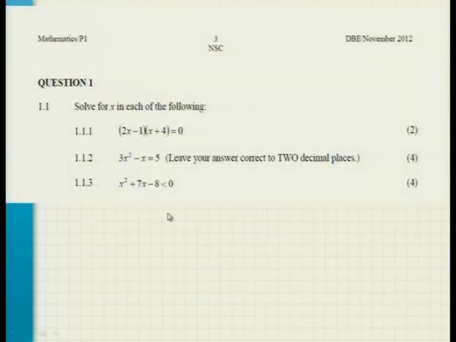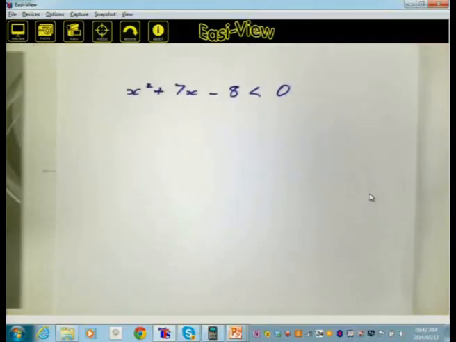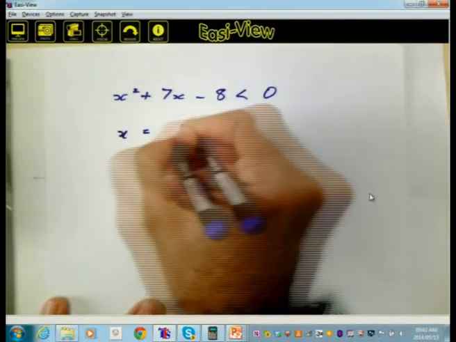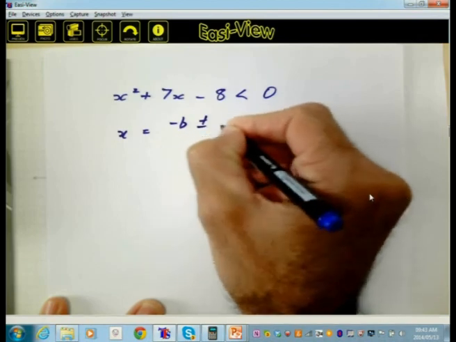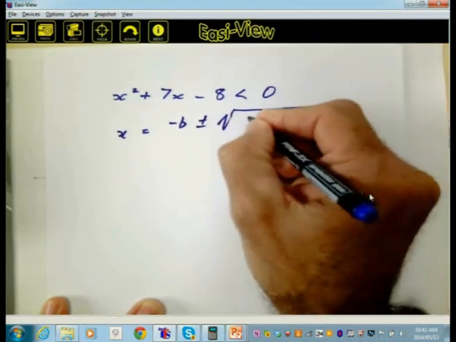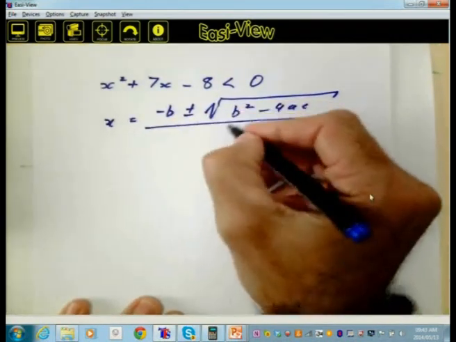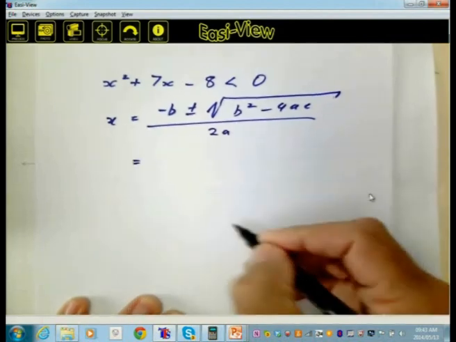But I need to do one example for you that came from the November exam. And this is question 1.1.3. x squared plus 7x minus 8 less than 0 for 4 marks. How would we do that? Okay, I'm quickly going to switch to my camera, and I've got it here. And if we quickly do that, this is already in the standard format. So we can say x equals minus b plus minus the square root of b squared minus 4ac, all of that on 2a. And now we substitute.